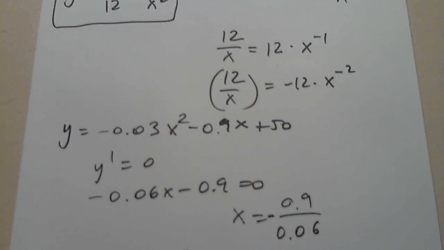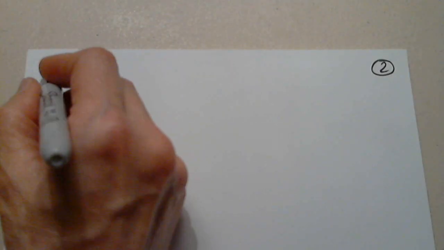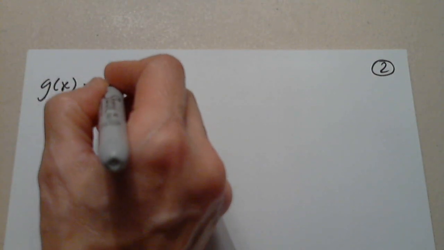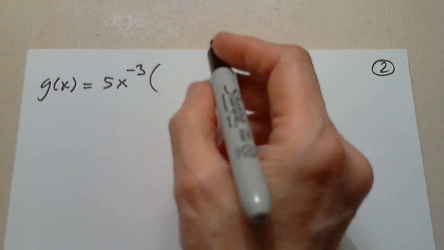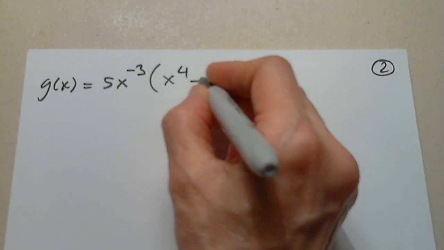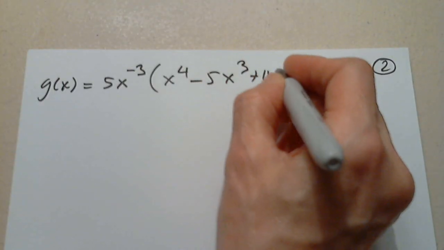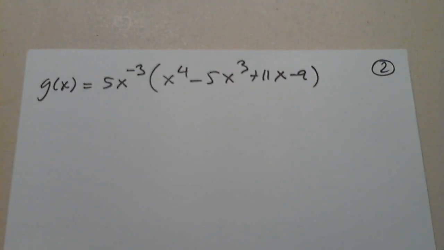Okay, 18. I saw somebody differentiated the first function, differentiated the second function, plus differentiated the first function, differentiated the second function. That's not the product rule. We cannot invent the product rule. It was already done. So for g of x equals 5x to negative 3 times x to the fourth minus 5x cubed plus 11x minus 9.